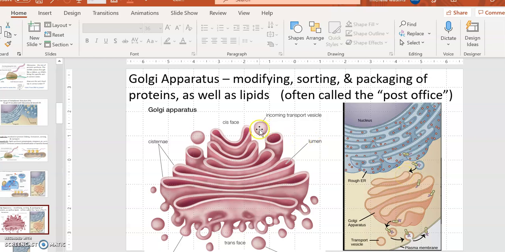Here's an incoming one. It's going to fuse here. It's going to be modified, sorted, whatever is going to happen to it. And at some point, it's going to be completed, and it'll bud off and go off to its final destination. So there's lots of little transport vesicles fusing onto the Golgi bodies and coming off of the Golgi bodies. Golgi apparatus, either name is fine, really.